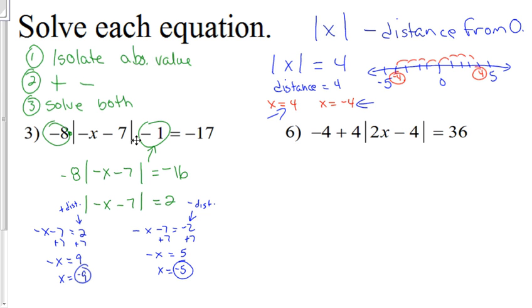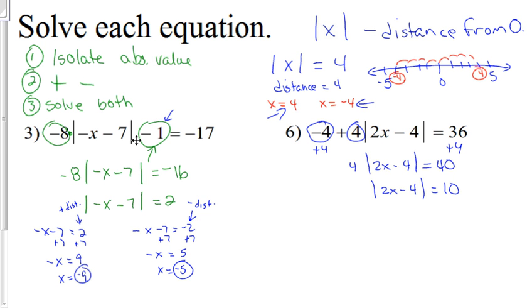All right, now notice in the second one, number 6, 4 is out in front. It's kind of just like the negative 1. Negative 4 is added to the absolute value here. And then this negative 4 is multiplied. So we want to take care of that, adding a positive 4 first. You end up with 4 times the absolute value of 2x minus 4 equals 40. And then we'll divide by 4. And therefore we isolated the absolute value, step 1.